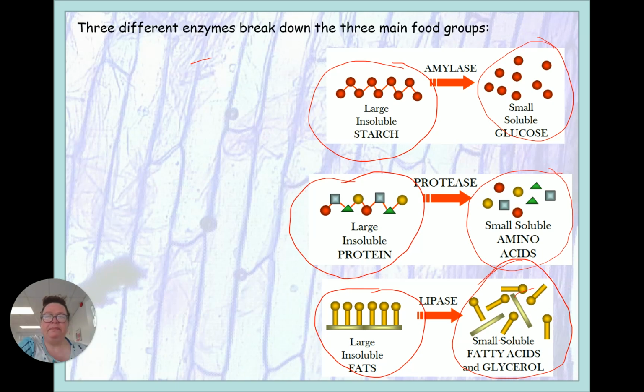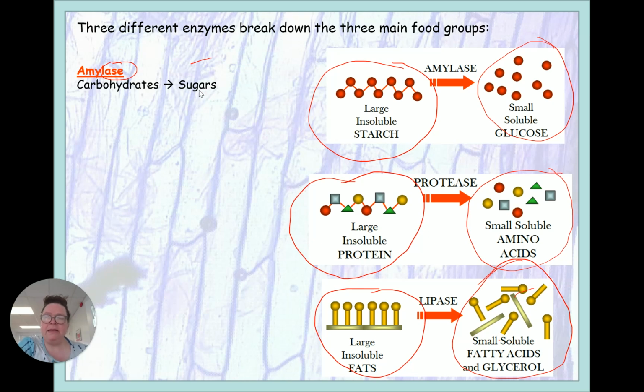Let's look at amylase. So amylase is the name of the enzyme. All enzymes for GCSE will end in ASE. So even if it's one you're not familiar with, if it ends in ASE, it will be an enzyme. And they will change carbohydrates like potatoes, rice, pasta to sugars for us, or to glucose.